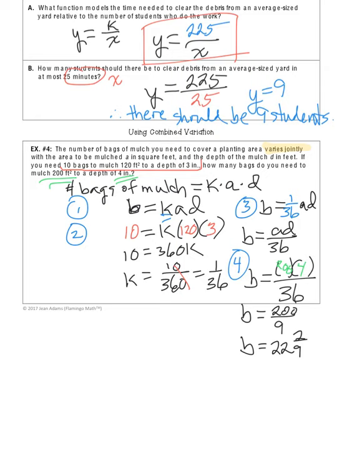So, therefore, so this is part, whoops, I want part 5. Part 5, therefore, you will need 23 bags of mulch.